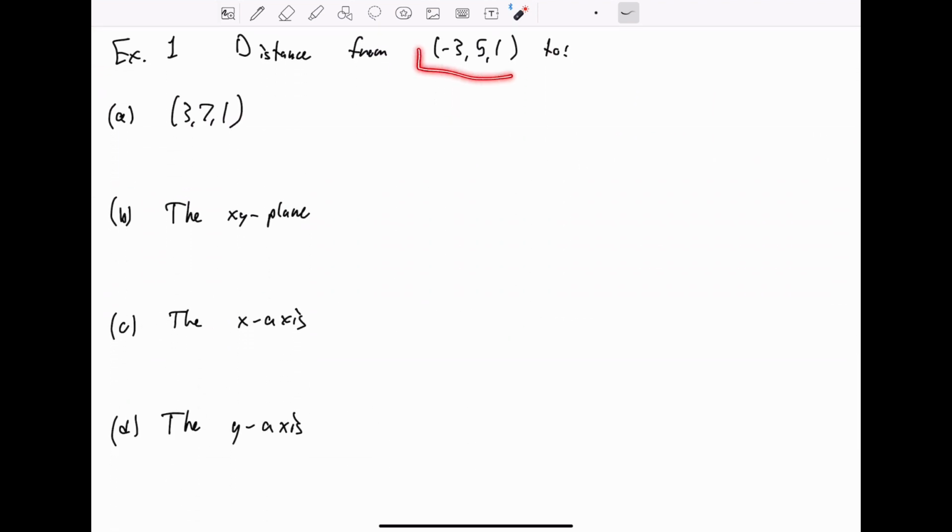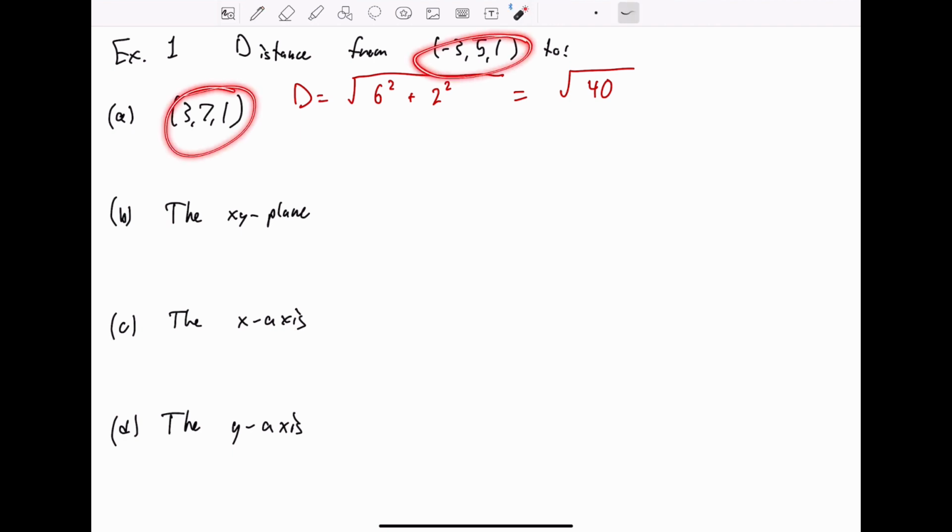To find the distance from this point to this point, we simply use the distance formula as we have been. We have the distance equals the square root. I'll do 3 minus -3, 7 minus 5, and 1 minus 1. So 3 minus -3 will be 6 squared. 7 minus 5, 2 squared, subtracting the y components. Subtracting the z components, we have 1 minus 1 squared, which is 0 squared. So we have the square root of 6 squared plus 2 squared. 6 squared is 36, 2 squared is 4. We have the square root of 40, and that's the answer. That's the distance between this point and this point.